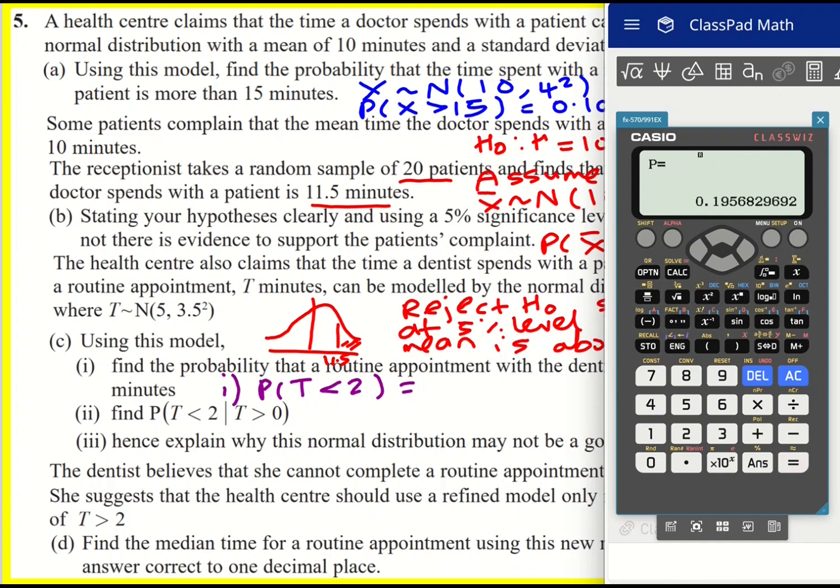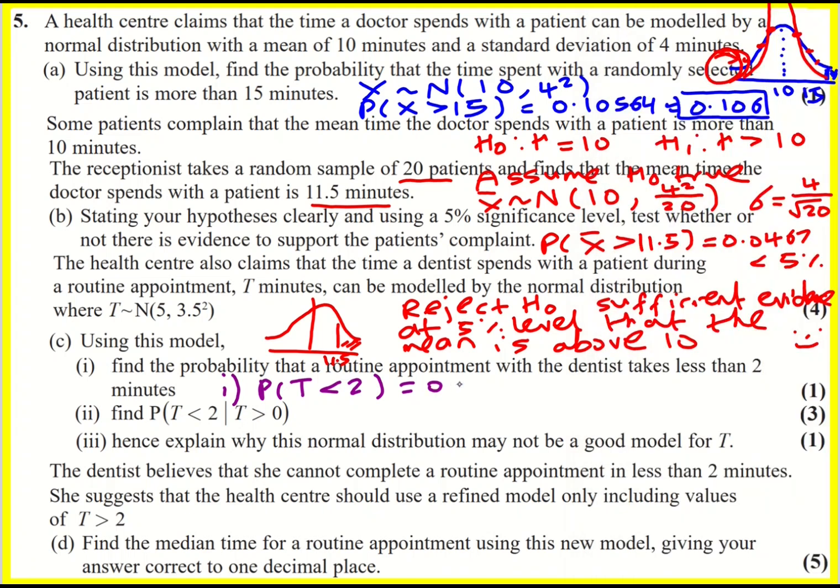And we get 0.19568, which I'm going to round to 0.196.